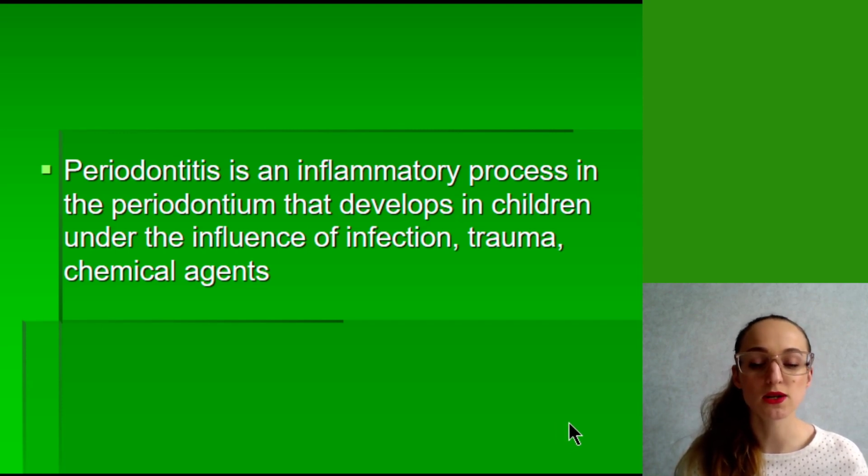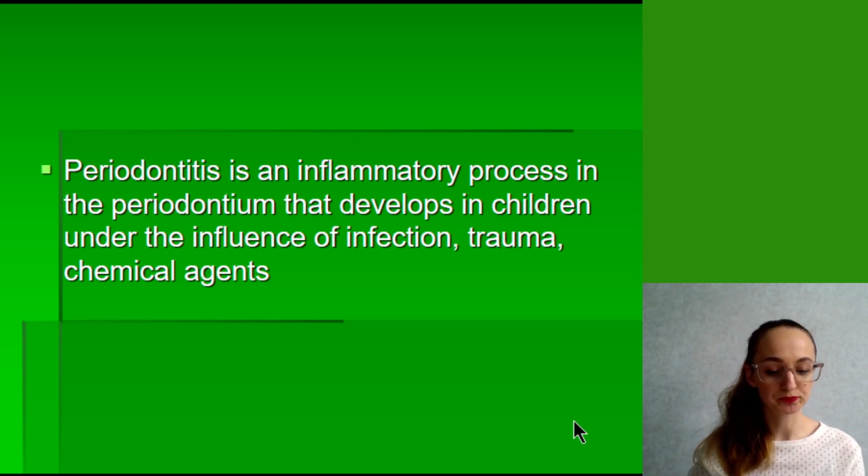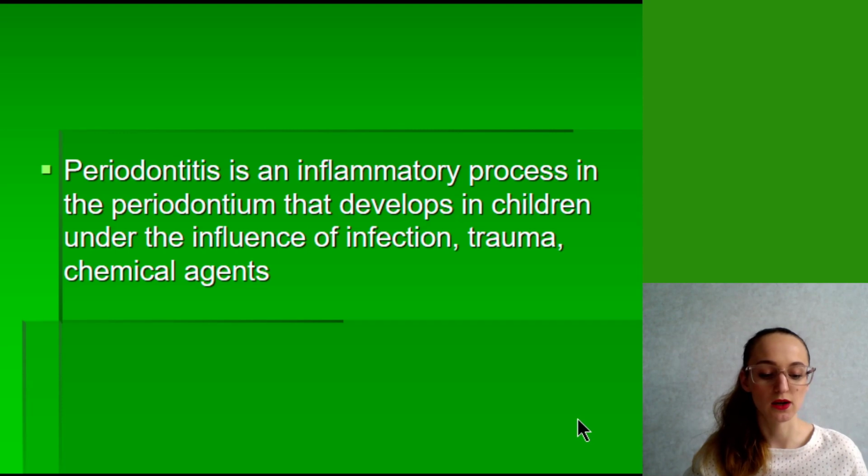trauma and chemical agents. Of course, as a consequence of the pulpal diseases, of pulpal necrosis, pathological changes can occur in the periradicular tissues. Periradicular lesions have been classified based on different clinical and histological findings.